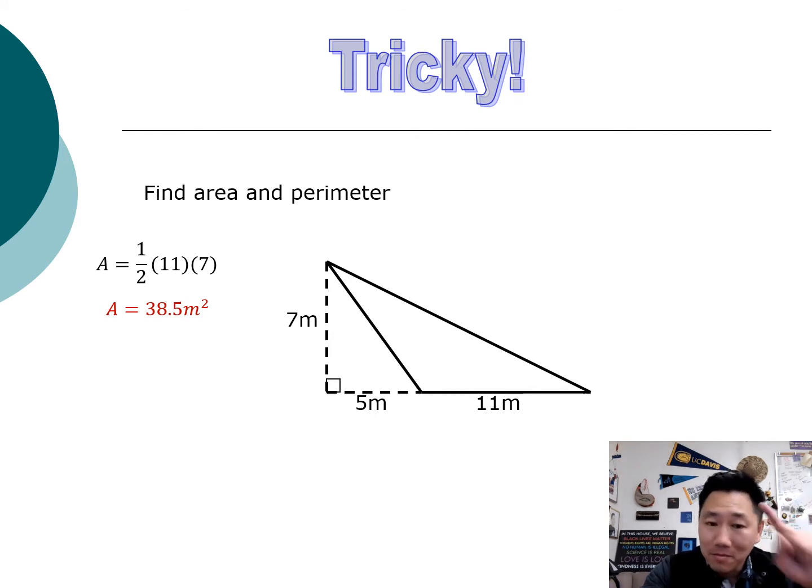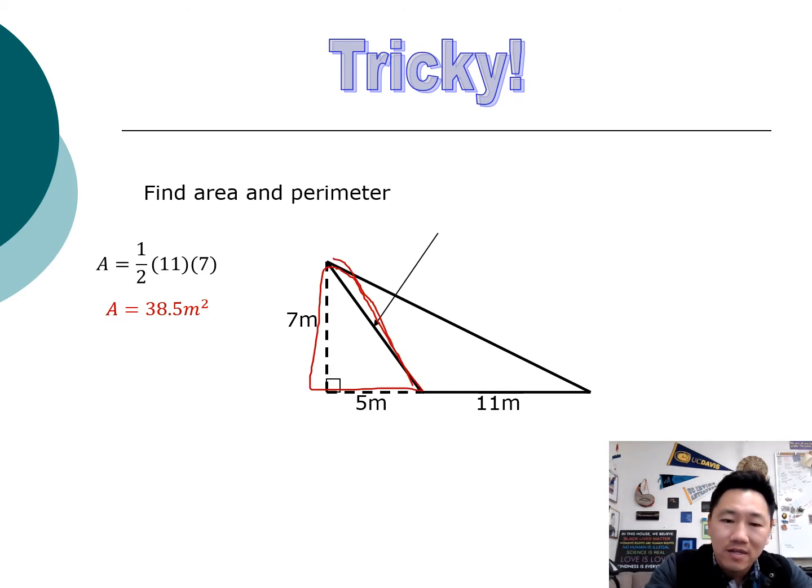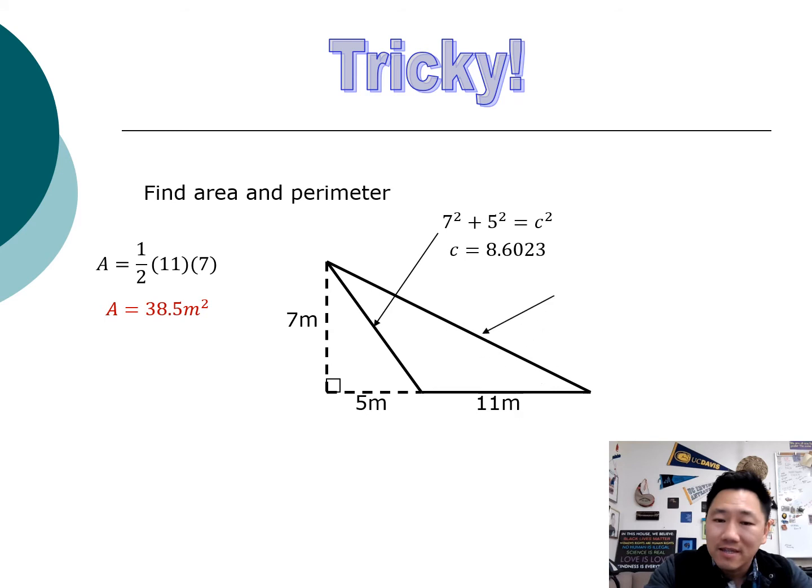Now to find the perimeter, though, it is a little tricky because only one of the sides is there. The 11 is there. Everything else is missing. Like this side. How do you find this side? Well, if you look at this triangle, it is a right triangle. You can use the Pythagorean theorem to get that missing side to be approximately 8.6. And then we're also missing this side.